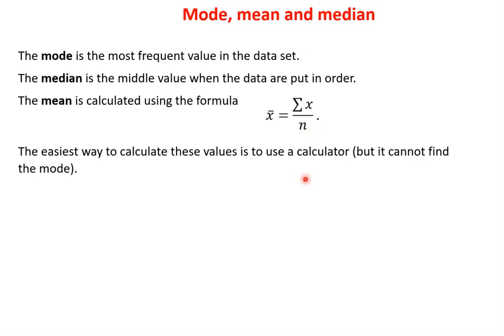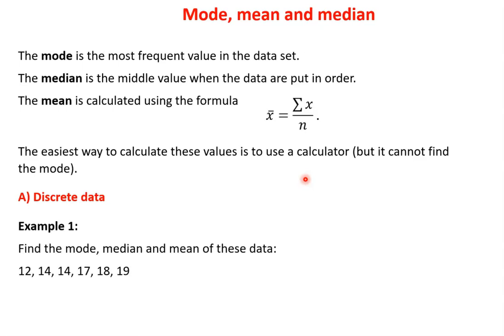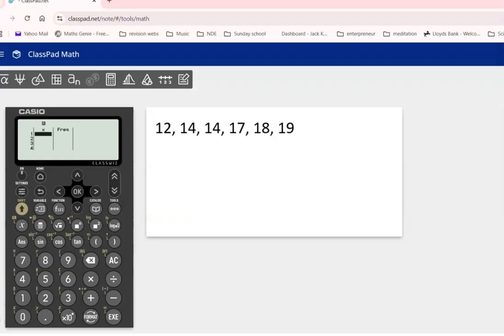The problem with the calculator is that it cannot find the mode, so you must be able to find the mode manually. Let's look at the first example. We will first look at the discrete data and all the calculations, and then at continuous data. So here are six pieces of data, and we will try to find the mode, median, and the mean for these six data here. So let's bring the calculator up.